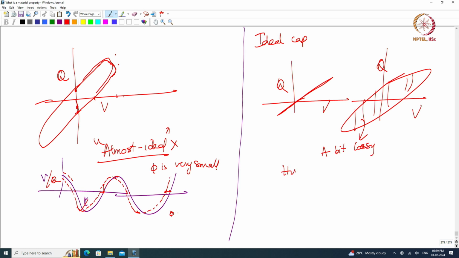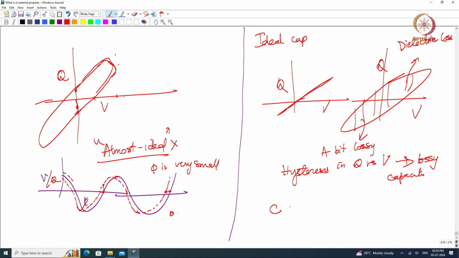The hysteresis in Q versus V tells me that what I have is a lossy capacitor, right, and the area under this gives me the dielectric loss. And why is dielectric loss happening? Because the capacitance is not a completely real quantity, or the dielectric constant, right.